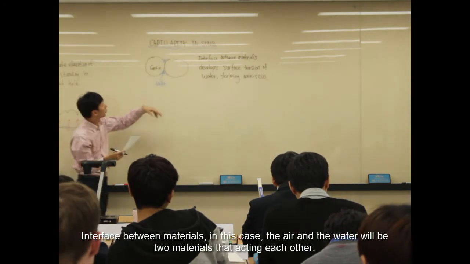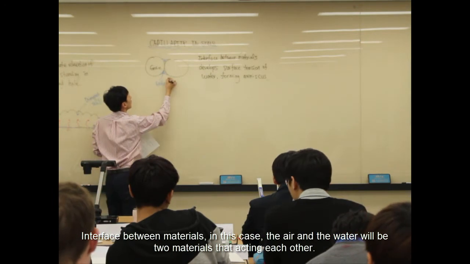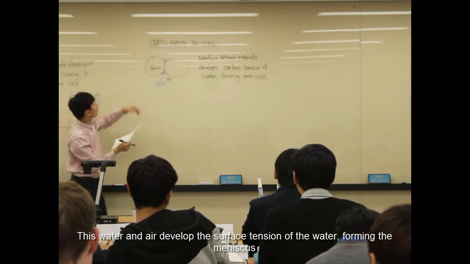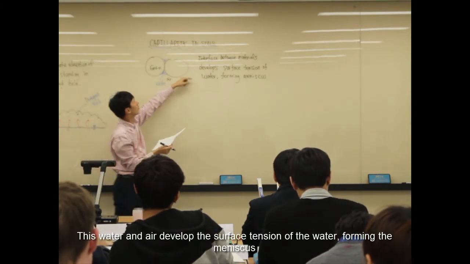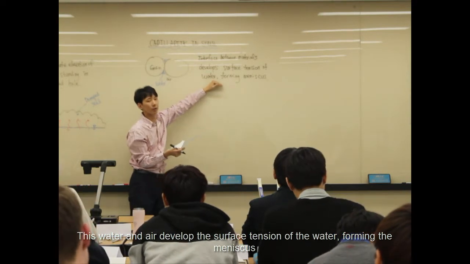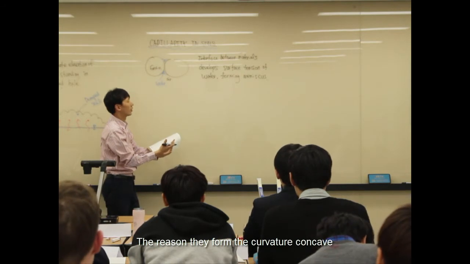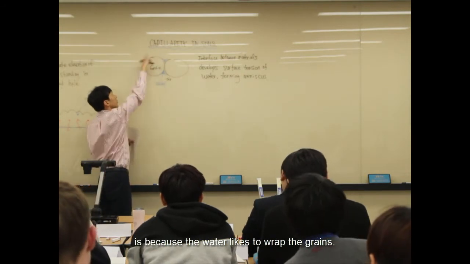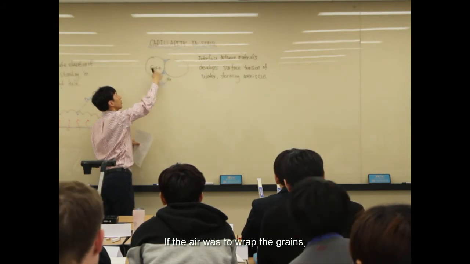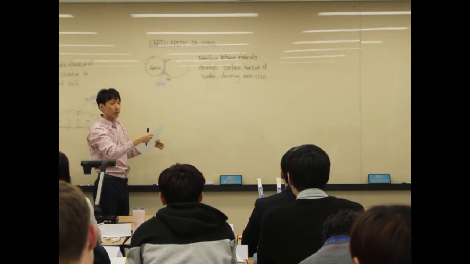So the interface between materials, in this case the air and the water, will be the two materials that act on each other. In this case, the water and air will develop the surface tension of the water, forming the meniscus. The reason they form the concave curvature is because the water likes to wet the grain. If the air were to wet the grain, then the curvature would be convex. It's going to be different.